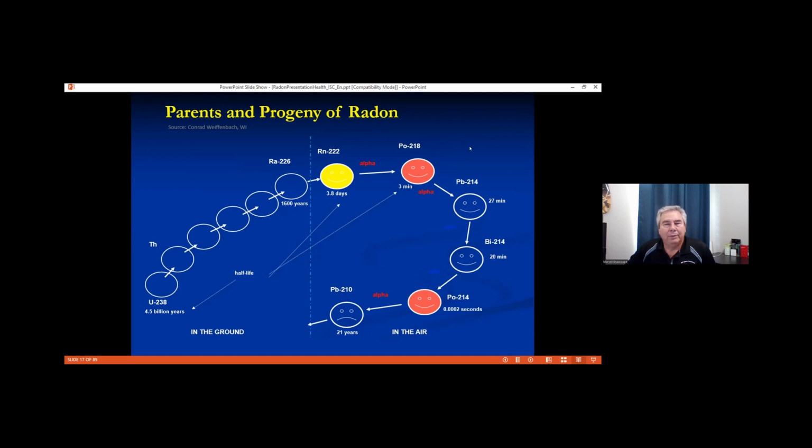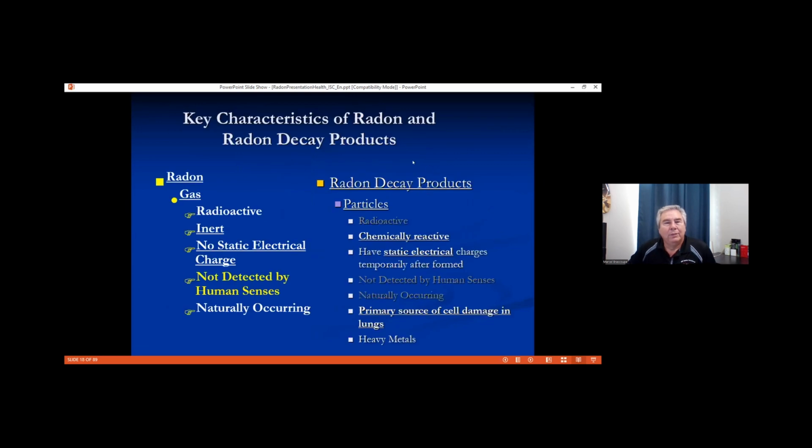Oh, sorry, RDP, radon decay products, sorry. So let's do a comparison here of radon and the radon decay products. The radon decay products are the poloniums and all the other metals that come after radon has disintegrated. So radon is a gas. Radon decay products are particles, metals in reality.